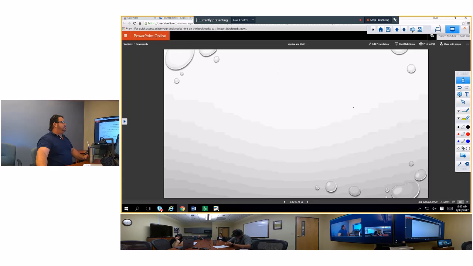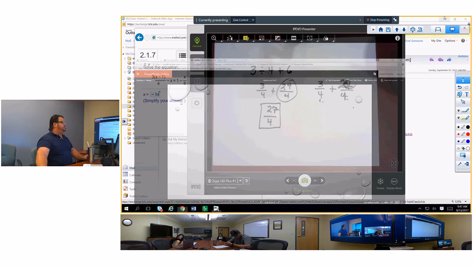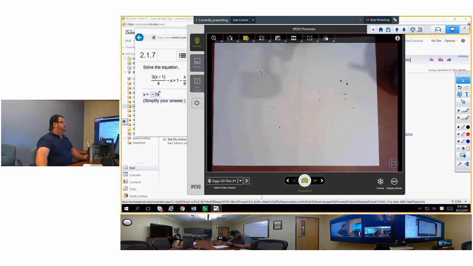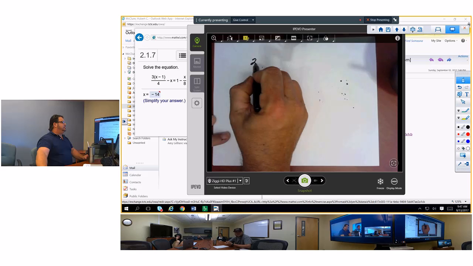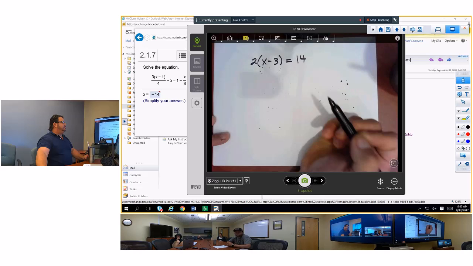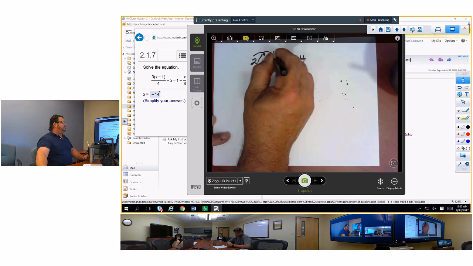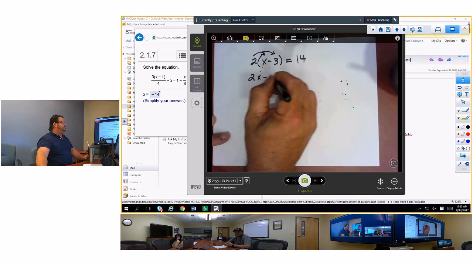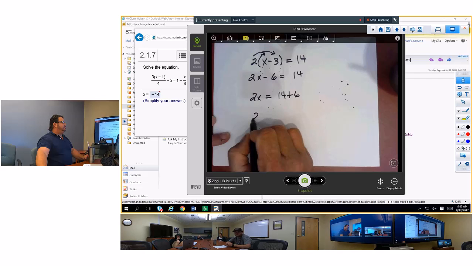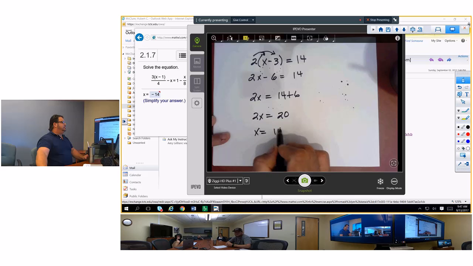So when you do the distributive law, you always distribute to get the variable by itself. 2 times x minus 3 is equal to 14. And then you distribute: 2x minus 6 is equal to 14. 2x is equal to 14 plus 6. 2x is equal to 20. And x is equal to 10. And that's the distributive law.